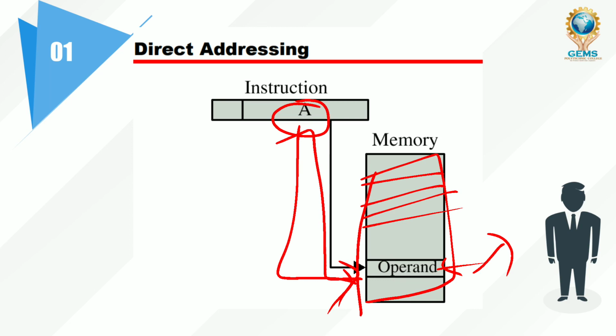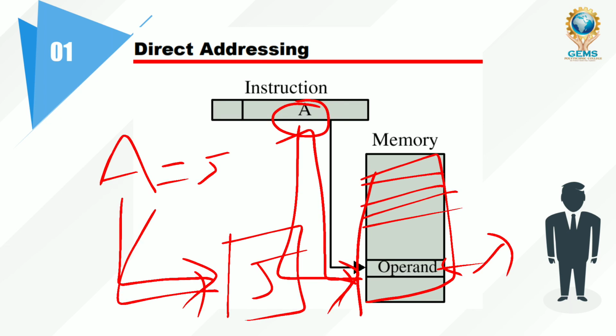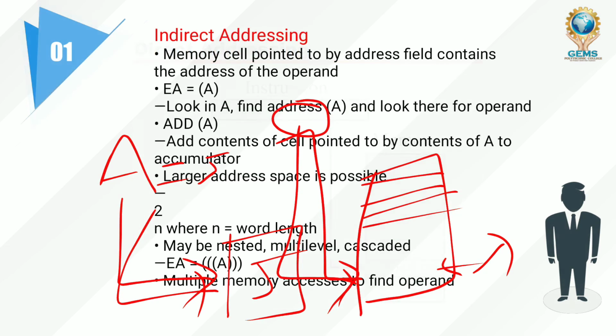I hope you understand. In A something is there, and this points directly here. For example, imagine A is equal to 5. This A value is stored here, and that is directly addressing the operand. The operand is the value it contains, so directly showing the address where this content will be available. This is called direct address.